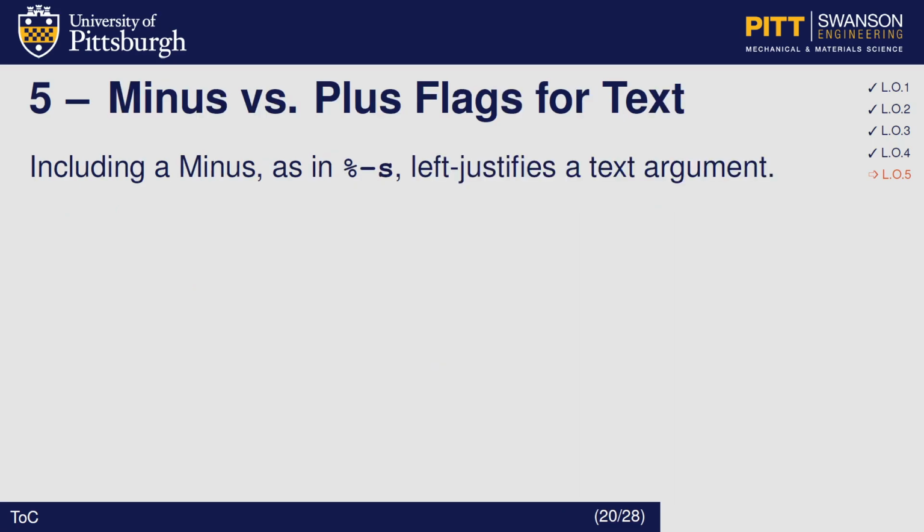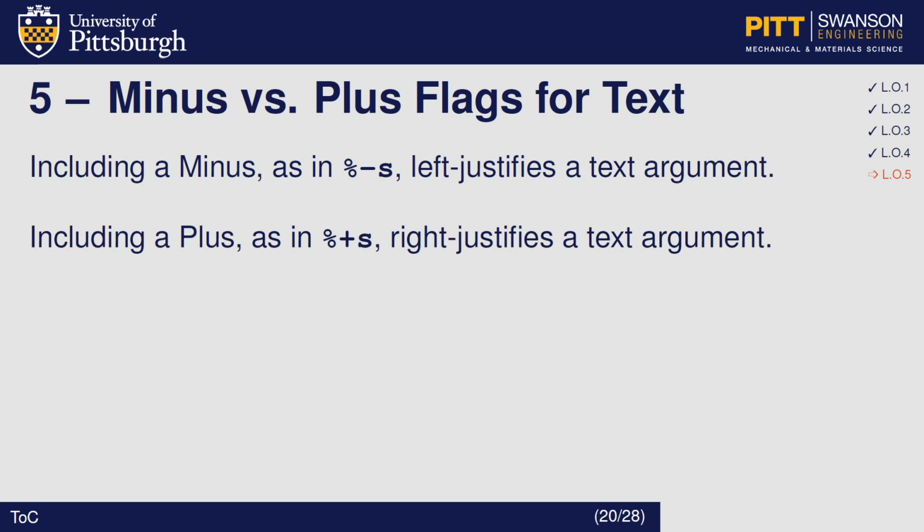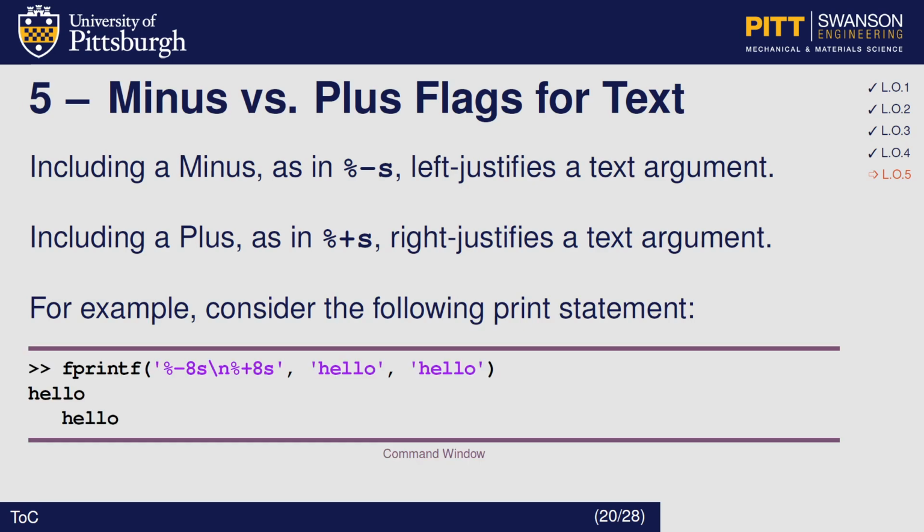Including a minus sign, as in %-s, left justifies the text argument, and including a plus sign, as in %+s, right justifies that text argument. For example, consider this statement. The first injection here has a minus sign and the second has a plus sign, and as you can see, the word hello in the first printout is justified to the left and the second printout is justified to the right.